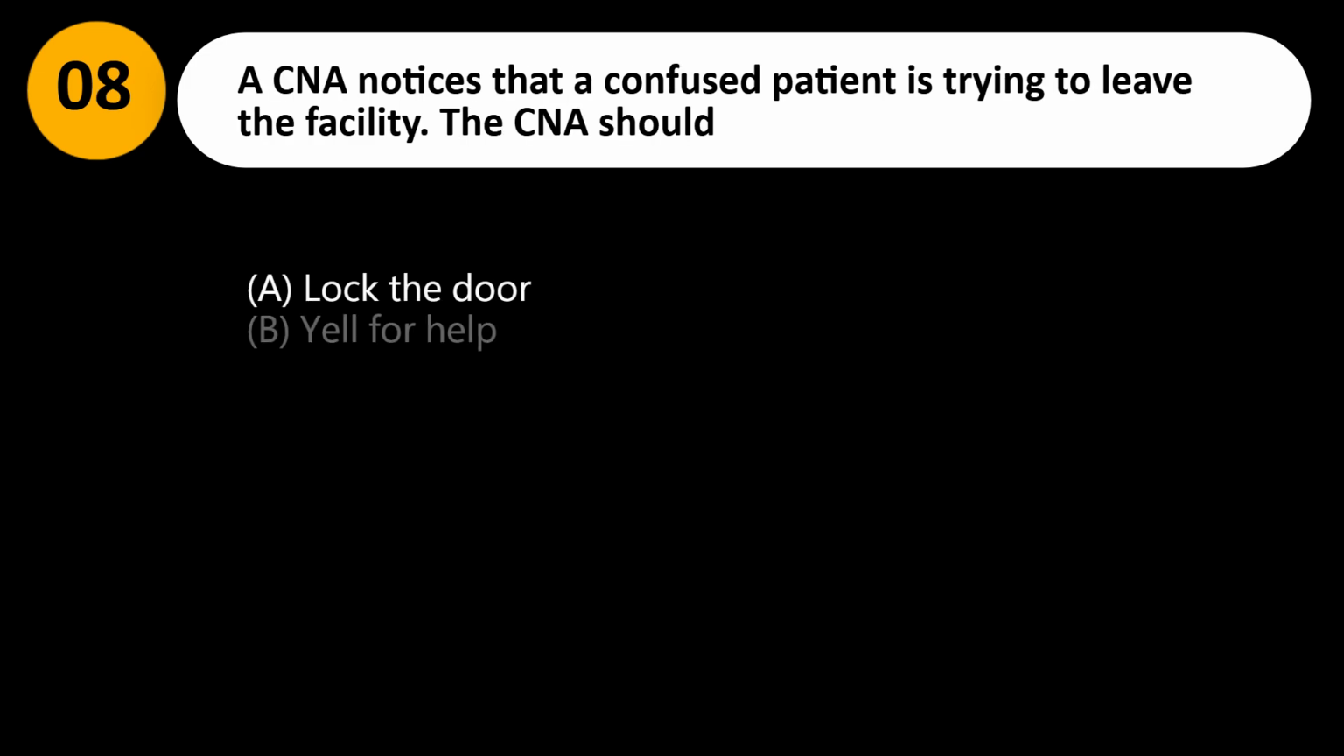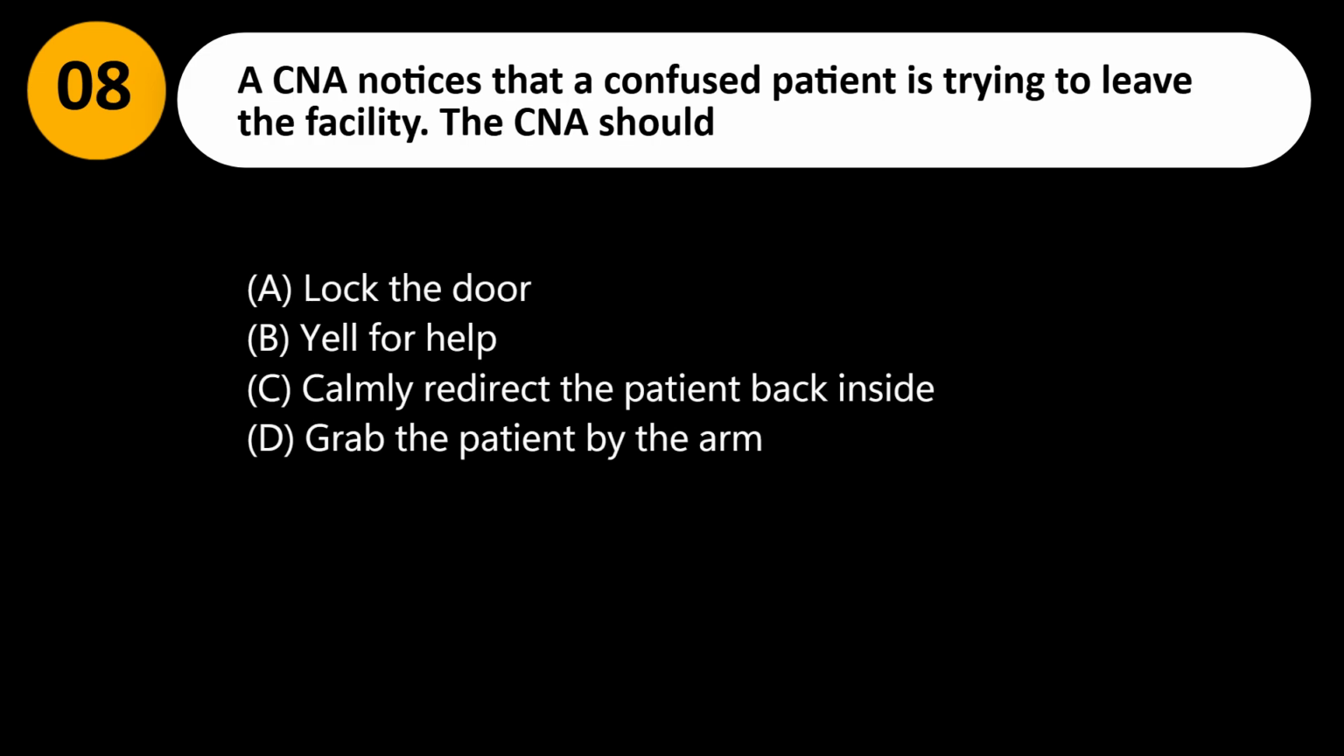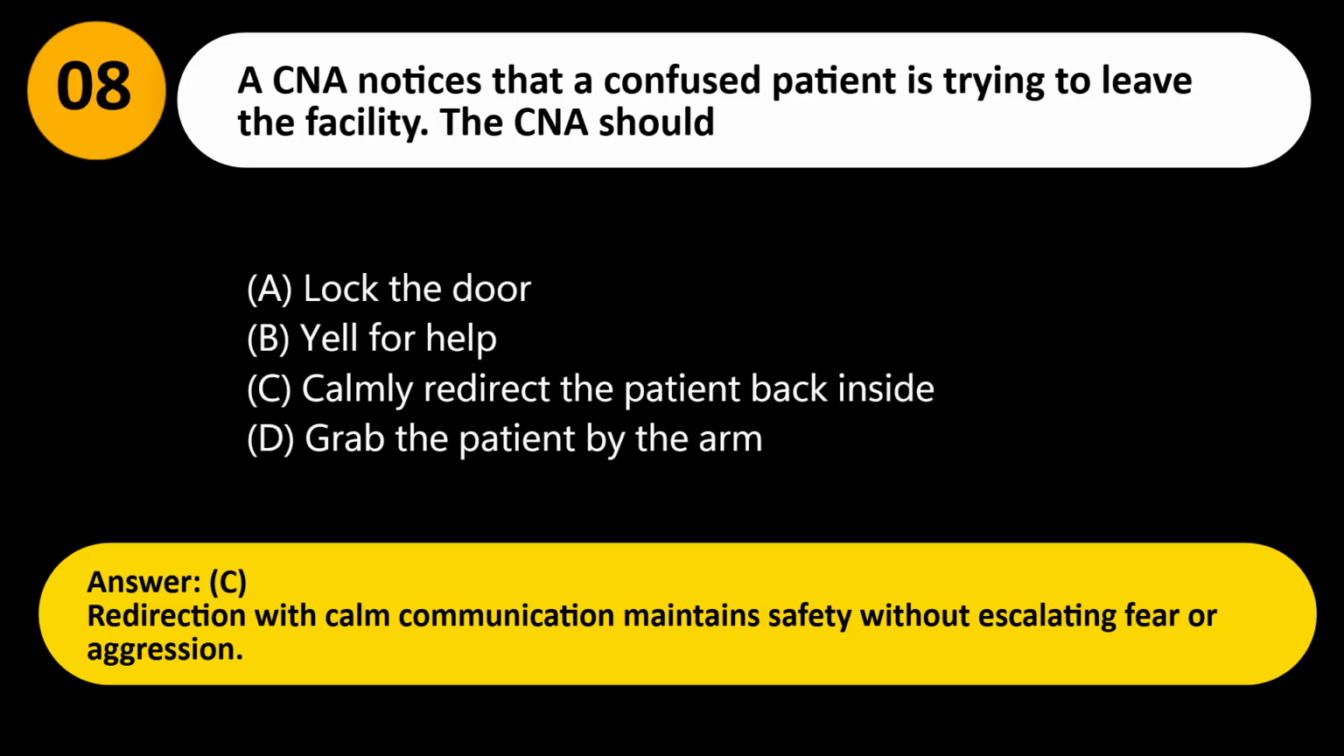A CNA notices that a confused patient is trying to leave the facility. The CNA should A. Lock the door. B. Yell for help. C. Calmly redirect the patient back inside. D. Grab the patient by the arm. Answer: C. Redirection with calm communication maintains safety without escalating fear or aggression.